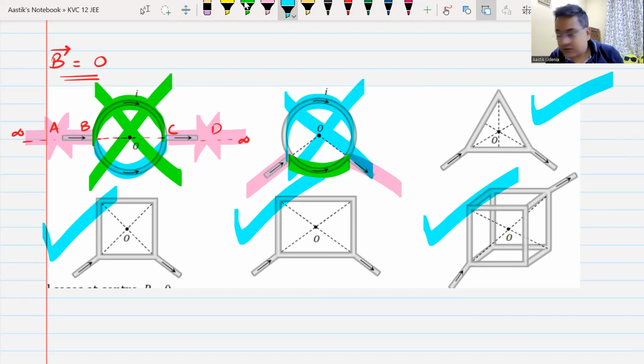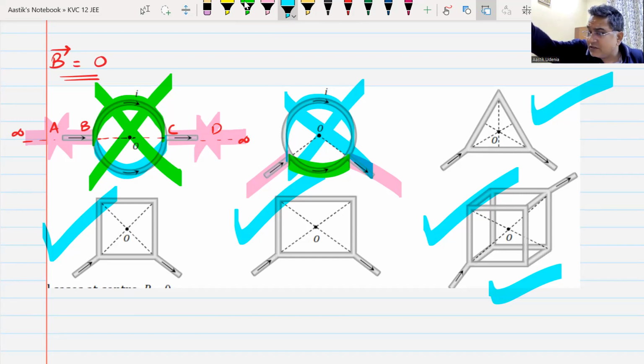Okay, so note them down because one of these may come, and I suspect that this one may come. I don't know why. Cube, current coming in and going out, and they ask you what is the magnetic field at the center.